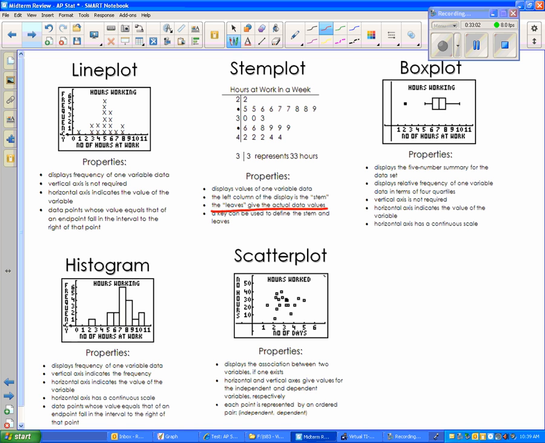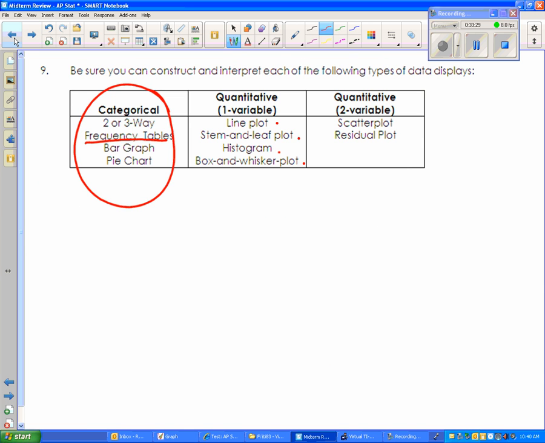Box plots, this is something that you can do on your calculator. In fact, you will have to do this, so make sure that you know how to construct a box plot using your calculator. Histograms, remember that if a value falls on the edge of an interval, the value gets counted into the interval on the right. And scatter plots, that gets us into the 2-variable data. So when you have 2 variables that are related to one another, we often use a scatter plot to show that relationship.